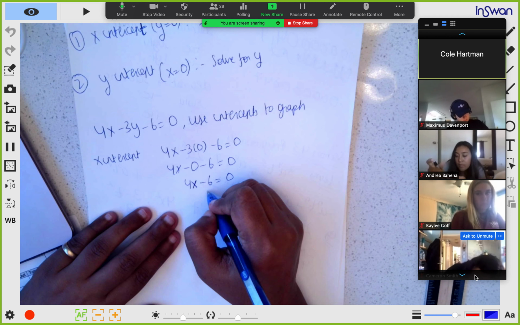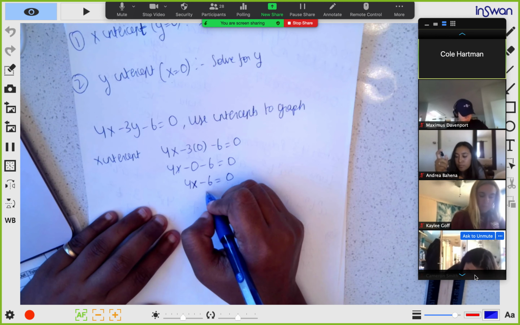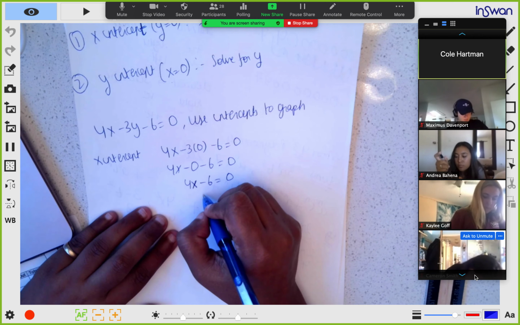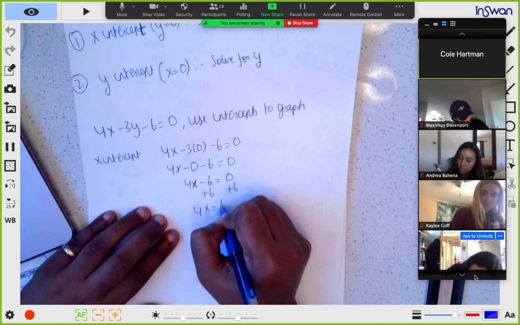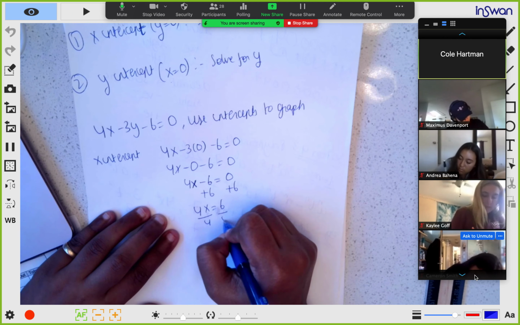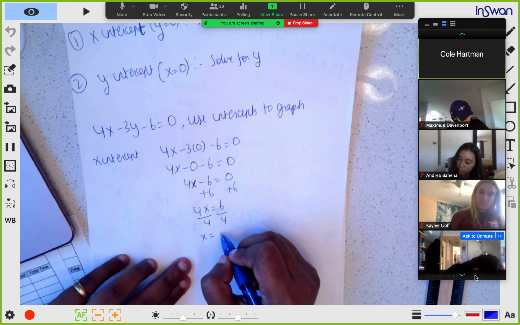First get rid of the 6. Divide by 4 from both sides. Oh, okay, first you gotta add 6 to both sides, and then you gotta divide by 4. So what do you get? X is equal to 3 over 2.